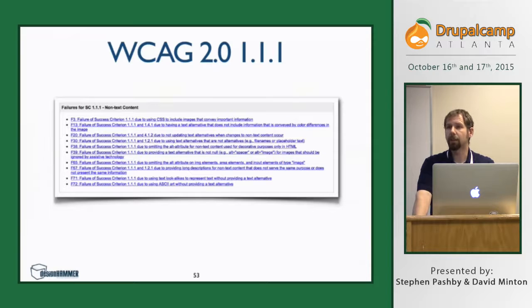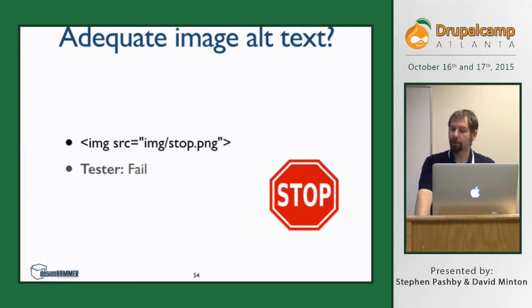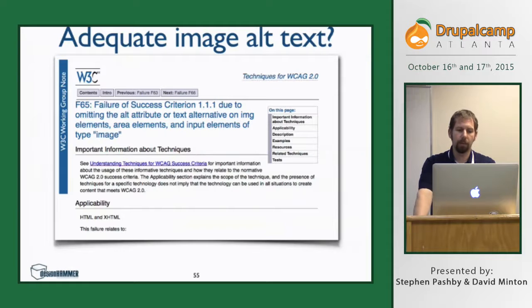So, with that in mind, we've got two different standards. Let's look at an implementation and see what can happen if we test for things. So, we have an image. It is an image of a stop sign. So, does the image have alt text? No. So in a tester, this will fail. And since there is meaning being conveyed by the image, we know this also fails compliance. Right? So it's failure of success criterion 1.1.1 due to omitting the alt attribute on image elements, area elements, or input of type image.